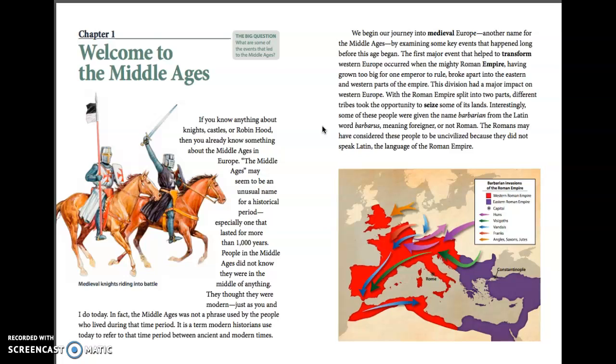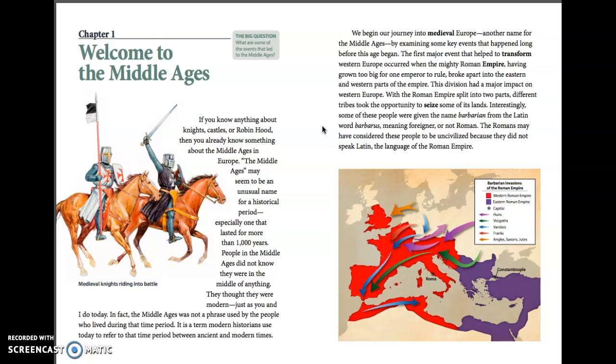In fact, the Middle Ages was not a phrase used by the people who lived during that time period. It is a term modern historians use today to refer to that time period between ancient and modern times. We begin our journey into medieval Europe, another name for the Middle Ages, by examining some key events that happened long before this age began.